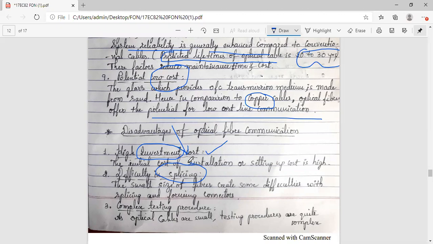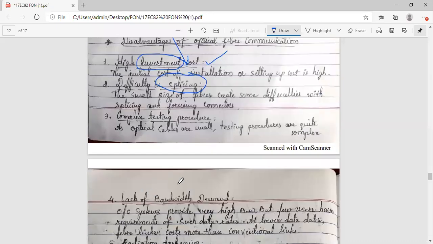Why is it difficult? Because the optical fiber diameter is very small. So it is somewhat complex to join two cables, because the joining should be done with care so that no losses occur at those joints. That is the important challenge here. So, difficulty in splicing. The third one is the complex testing procedure. As optical fibers are very small, testing procedures are quite complex because of their size.